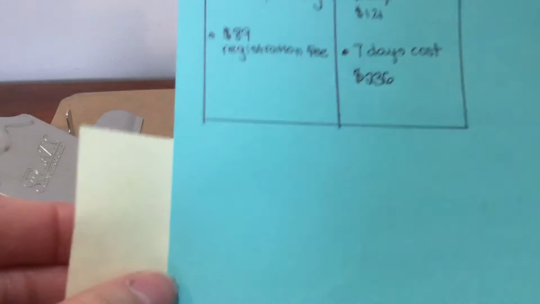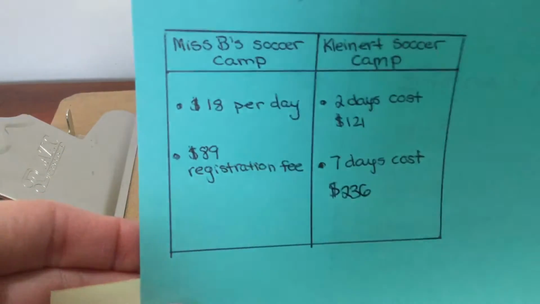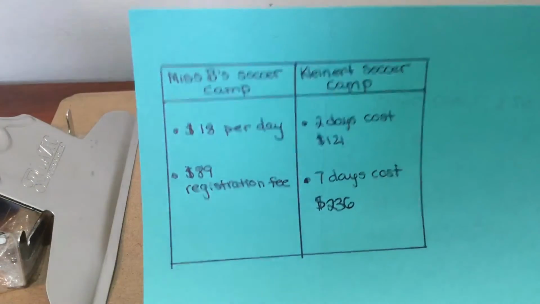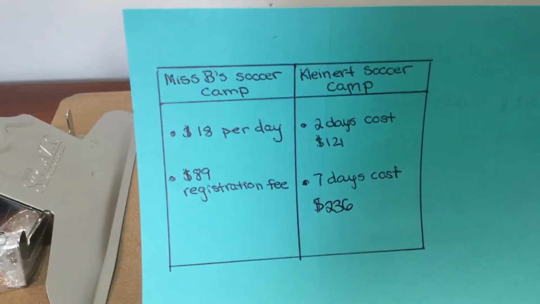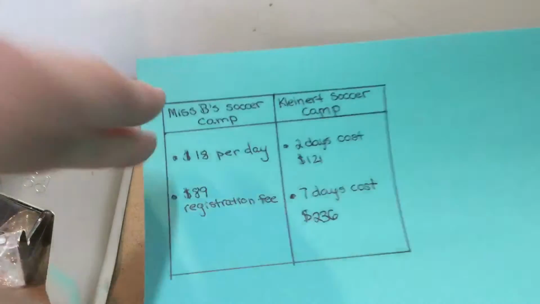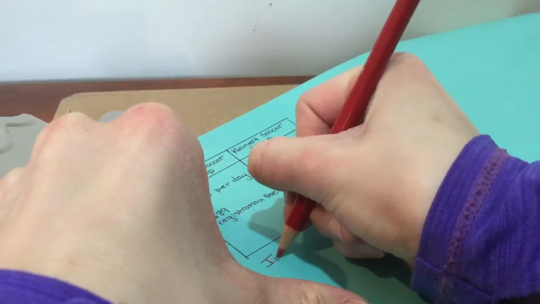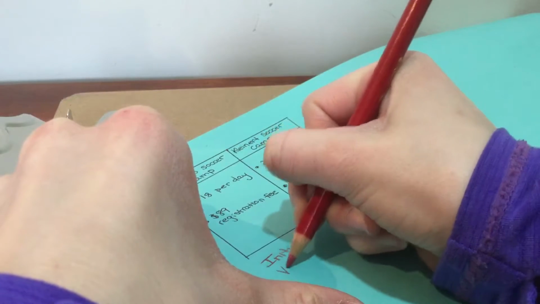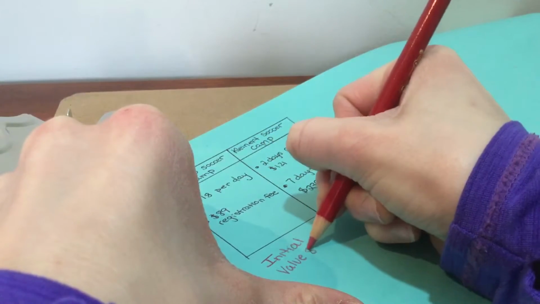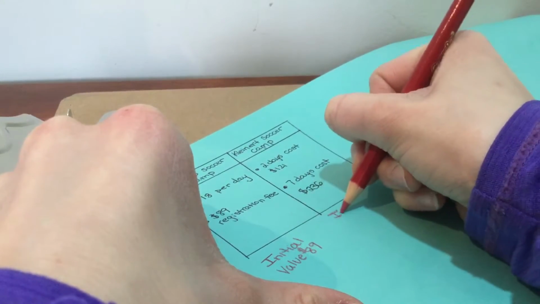All right, $236. So when I'm looking at this, I can say, well, let's compare the initial values. So how am I going to do this? Well, first of all, Miss B, of course, has it simple. $89 registration fee. It's automatically going to be that. So I can go ahead right away and I can say for Miss B that the initial value is $89. All right. But Dr. Kleinert's initial value, we don't know.